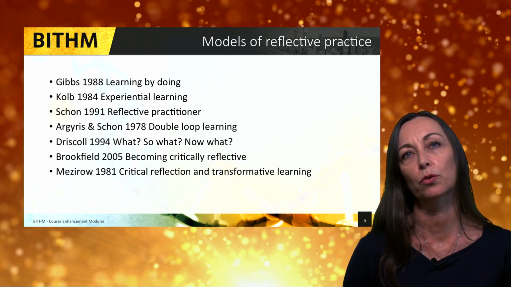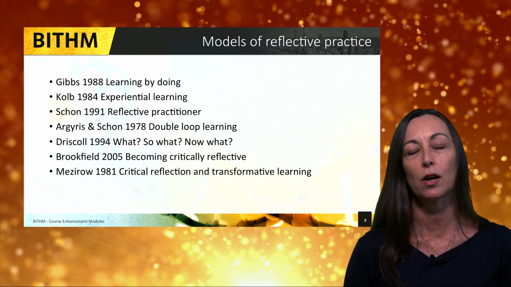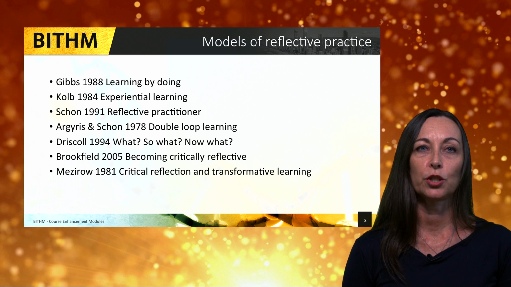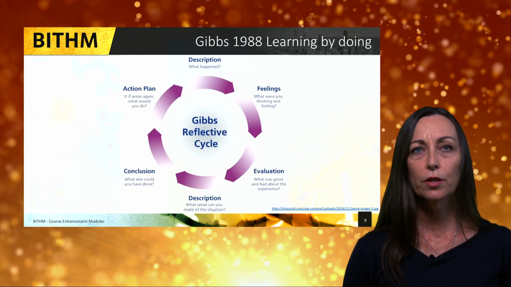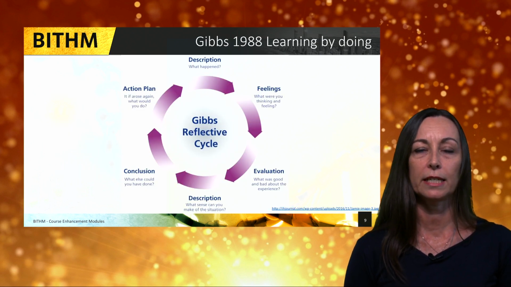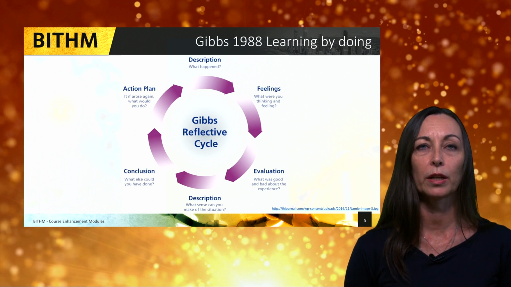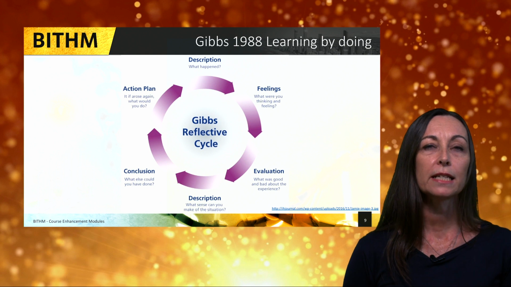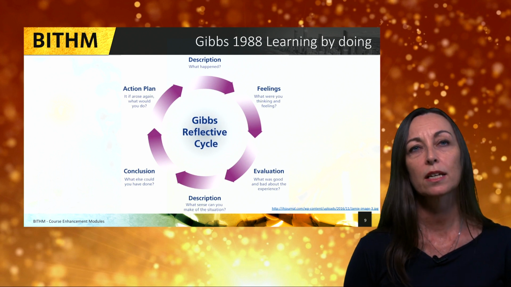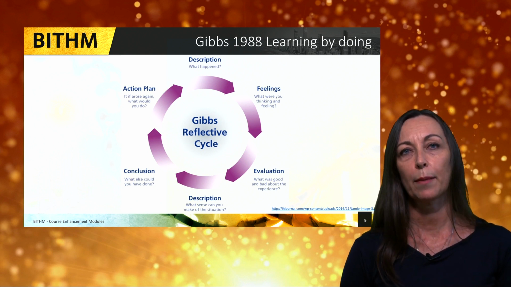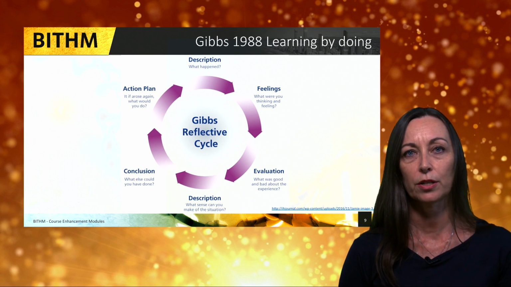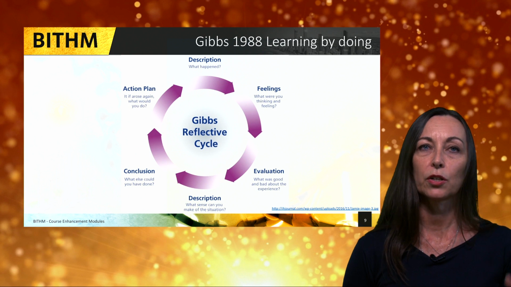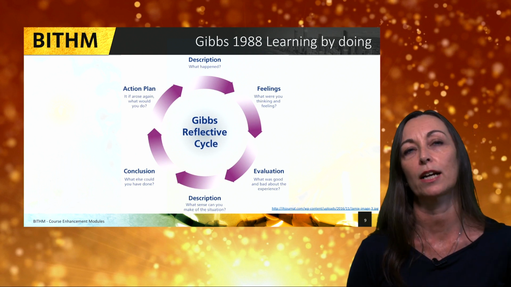So let's have a look at some models of reflective practice. Here are some that are used widely in higher education. So the first one is looking at Gibbs' 1988 learning by doing model. And in Gibbs's model, and this is a very basic model of reflective practice, but it looks at describing what's happened, also tapping into those feelings, evaluating what's happening, doing a description about that, concluding that, and creating an action plan.